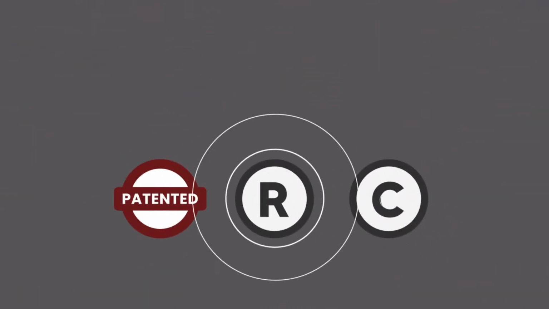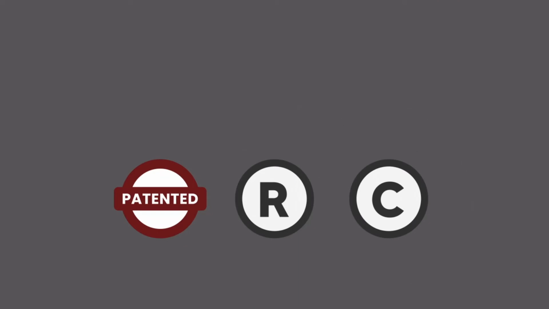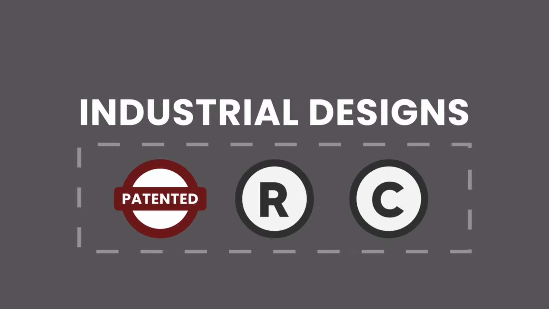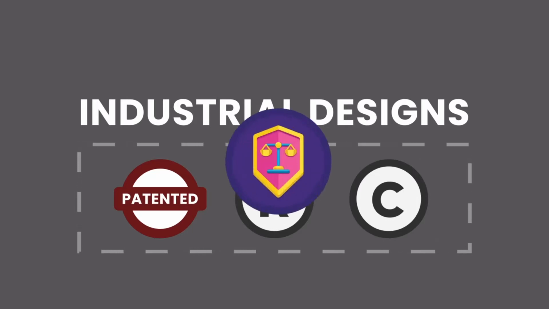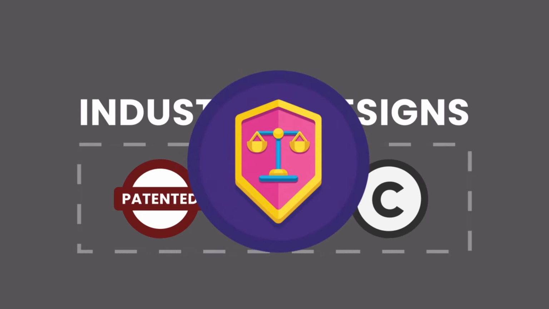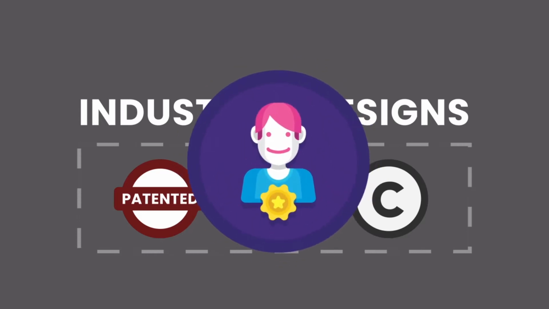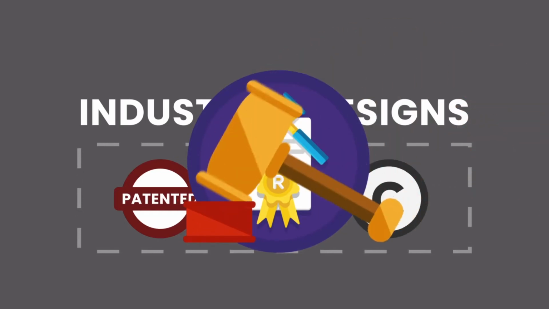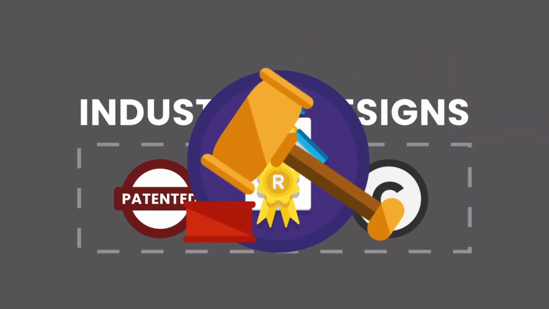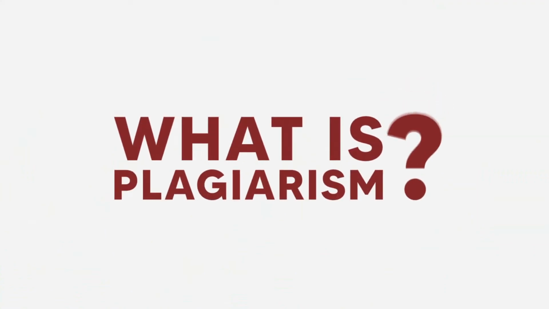Patents, trademarks and copyrights are all under the umbrella of industrial designs that aim to protect the aesthetic aspect of a design and its geographical indications. This safeguards the owner of a work, since he or she has intellectual property rights, against possible cases of plagiarism, which can lead to lawsuits and tons of legal cases. But what really is plagiarism, and how does it happen?